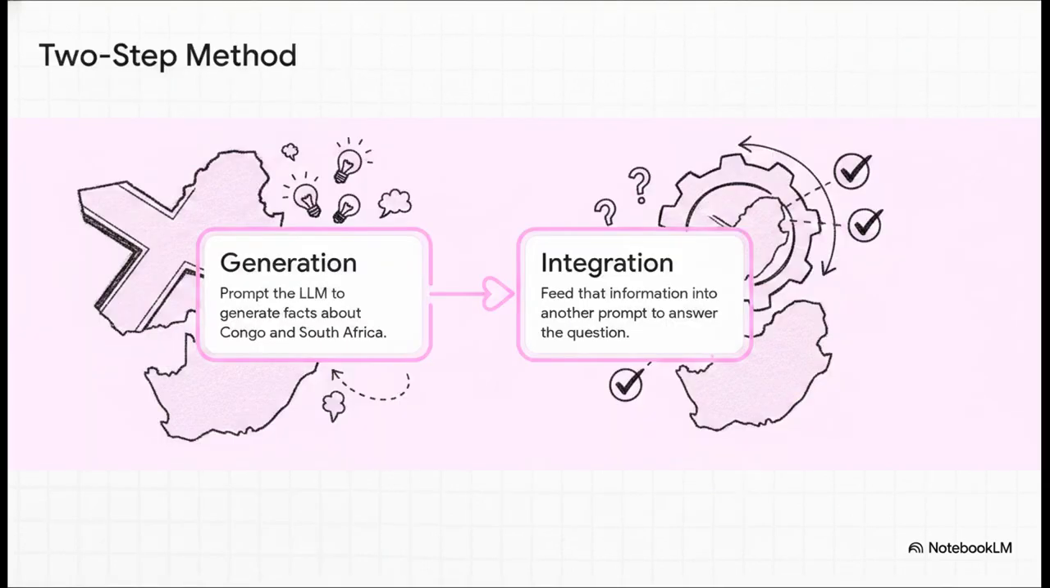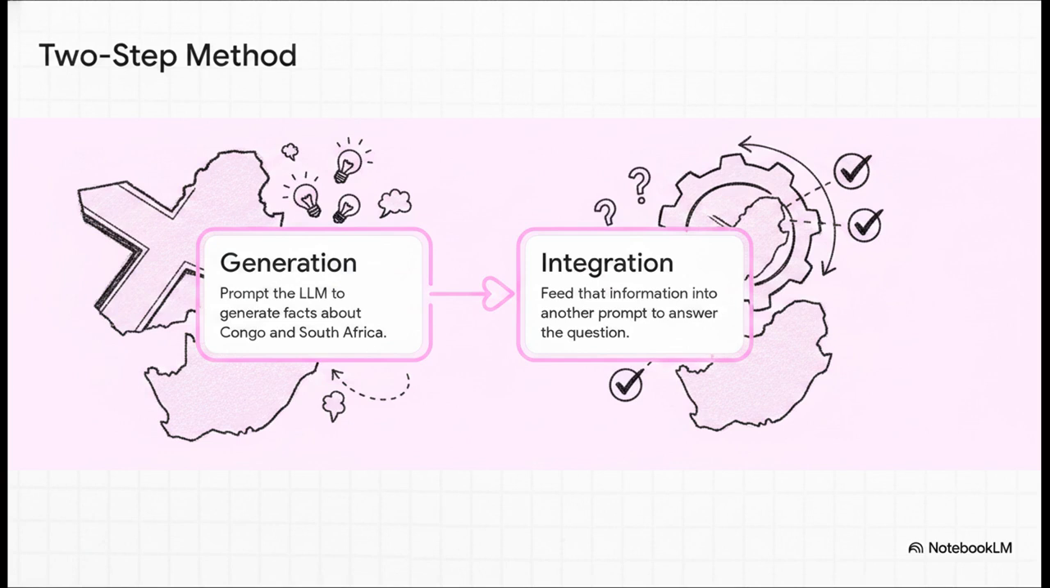So the crucial point is how we actually fix this using our two-step dual prompt method. Step 1 is knowledge generation. We hit pause and we prompt the AI strictly to generate facts about the sizes of both South Africa and Congo. We don't ask it to compare them yet, we literally just ask for the raw data. Then step 2 is knowledge integration.